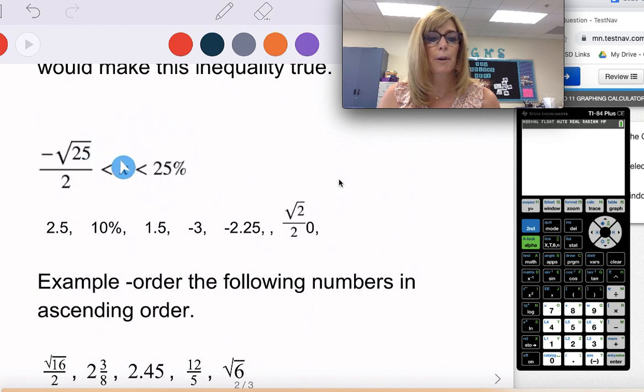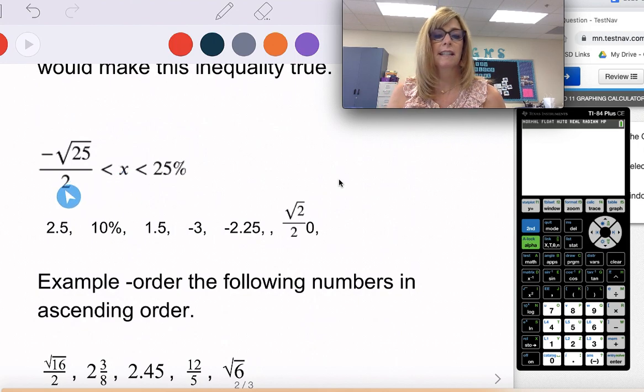So we're looking for a number, which of these numbers right here is less than 25% but greater than negative square root of 25 divided by 2. So you're trying to find a number that's in between these two real numbers. So x has to be less than 25% and greater than negative square root of 25 over 2. The first thing we want to do is convert these two numbers to their decimal forms so we know what we're trying to find.